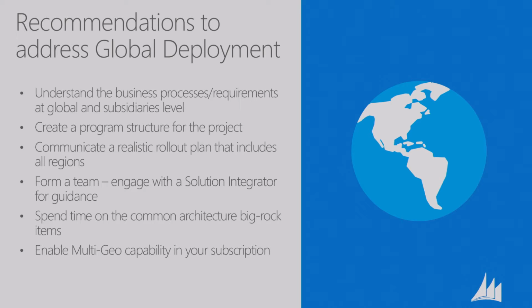And then you need a realistic rollout plan that includes all regions, maybe a release plan. For this time frame, I'm going to release it to this region, North America. In the next phase, we're going to release it to Asia or Europe. You need a realistic plan to communicate, and form a team. Sometimes customers want to do it themselves. However, it's okay to get some help from a solution integrator. If you're going to do this global deployment, it's okay to get help from a partner that has done this before, to give you some guidance and get your team up to speed on how to do this global implementation.